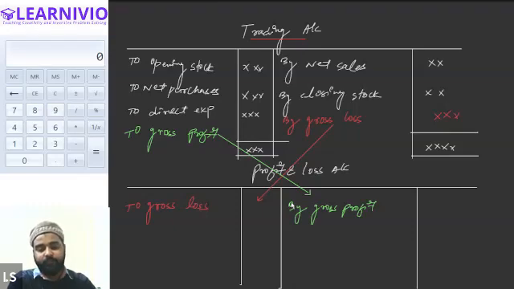If we have the profit, then the profit will be carried forward to the credit side of the profit and loss account. If there was a loss, then the loss will be carried forward to the debit side. Tell me, is this clear, all of you? Yes, sir.